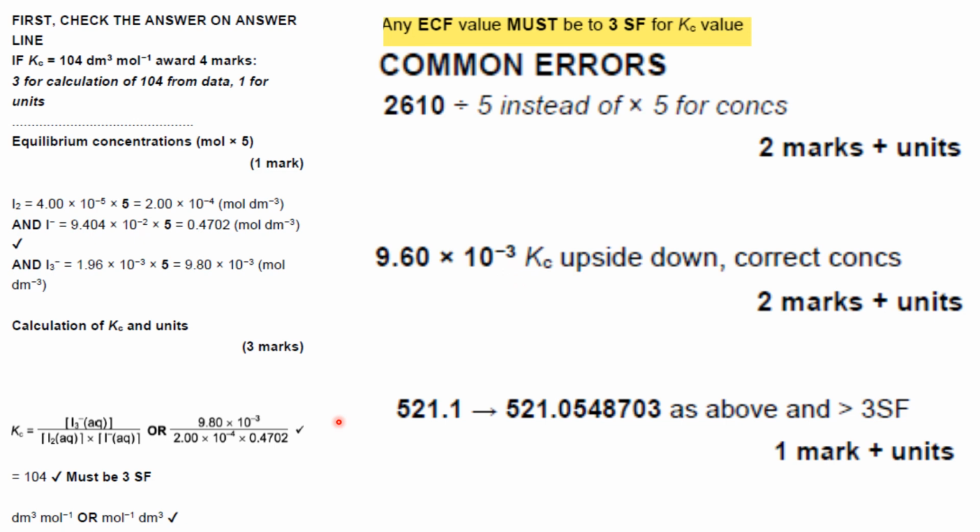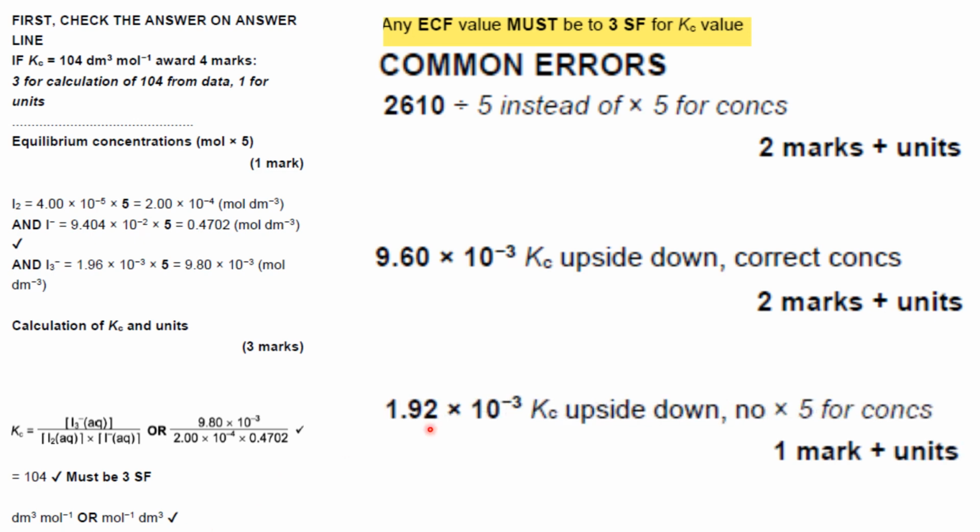So this person has put Kc the wrong way around, but they've used the correct concentrations. So they've forgotten their units and Kc was back to front, so therefore 2 mistakes, so 2 marks lost. Now this person has used Kc upside down as well, but in addition to that, they haven't multiplied by 5 for their concentrations. Neither have they done the units, so they've made 3 mistakes separately and unrelated to one another, so they lose 3 marks.